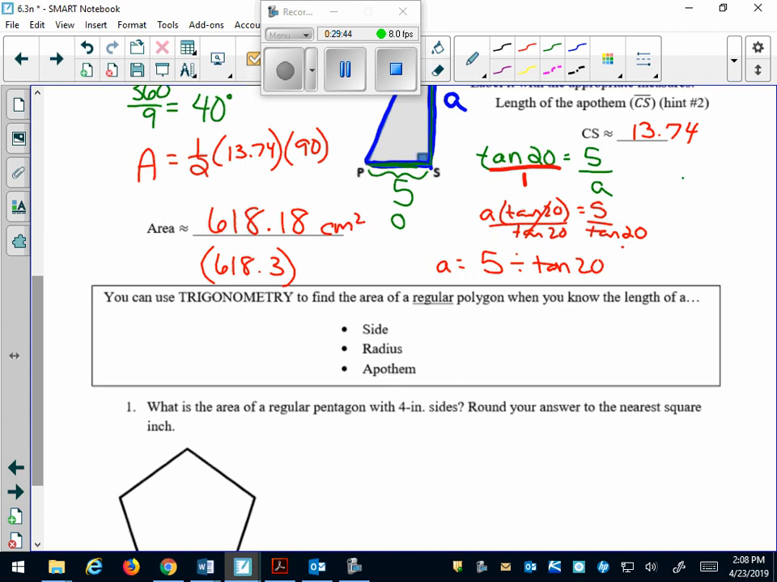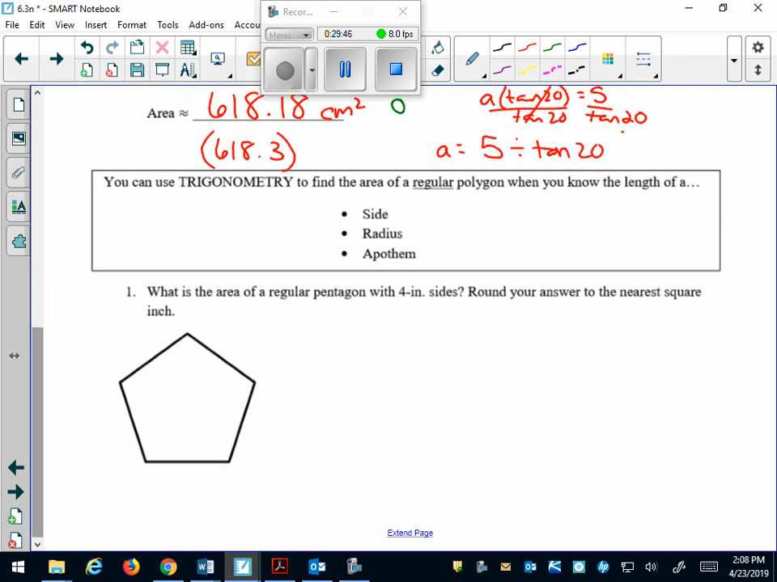Okay, we didn't have a chance to do this one. Each side is 4. Remember, you have to pull out this triangle. Central angle, and then cut it in half to get this degree measure right here. Okay? 5 sides. All right.